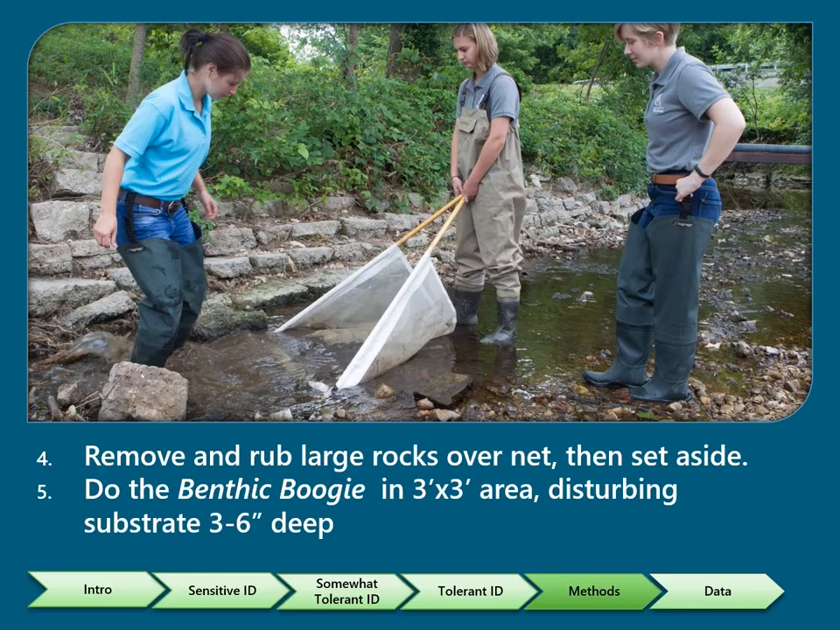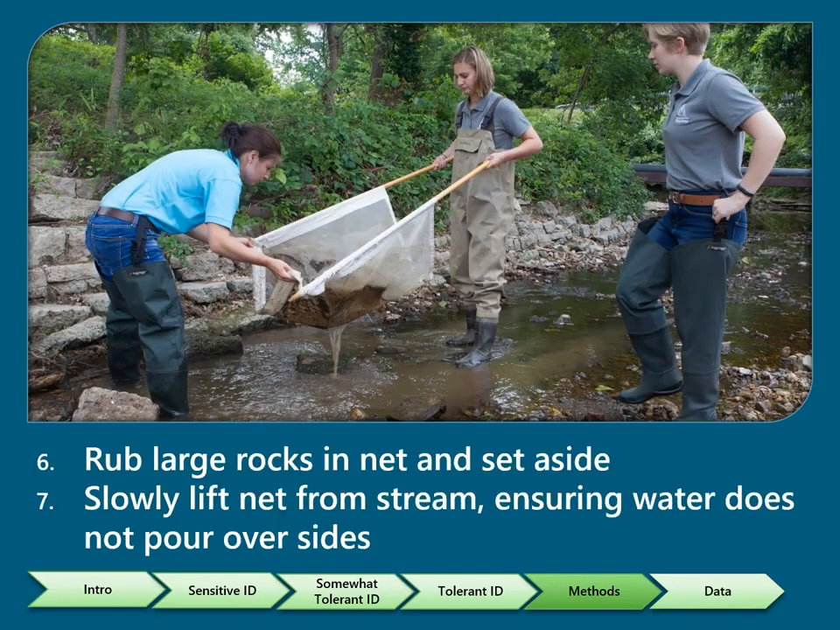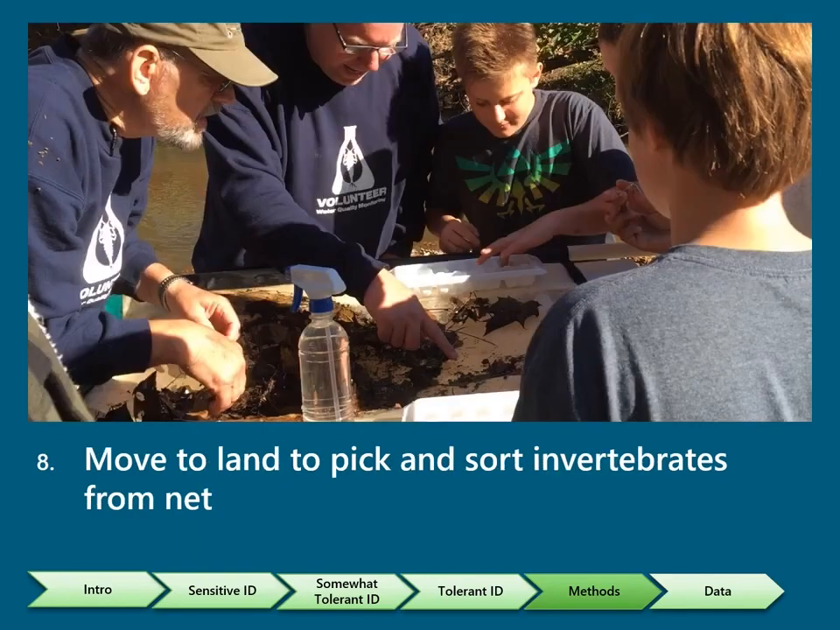In the 3 feet by 3 feet area in front of the net, twist your feet and agitate the substrate. The goal is to dislodge invertebrates into the water column so they float into the net. After you are done agitating the stream bottom, rub and remove the rocks from the front of the net. Slowly lift the net from the stream, taking care to not spill the water and invertebrates from the net. Carefully move the net to the stream bank. Now is the fun part of picking invertebrates from the net and placing them in the sorting tray. Recording the data from this net set will be covered later in the chapter.